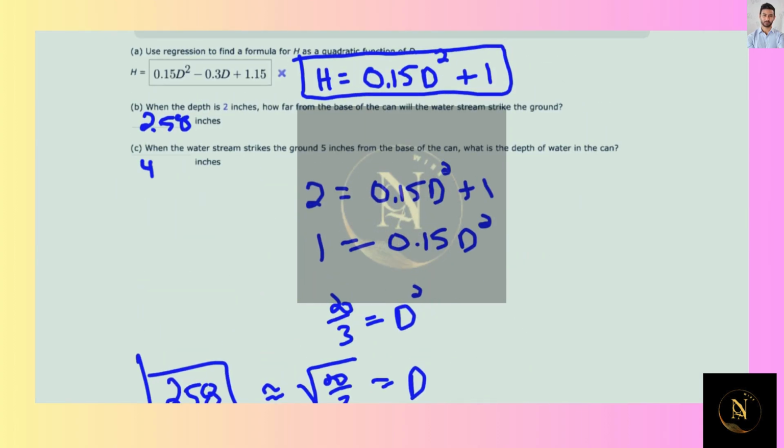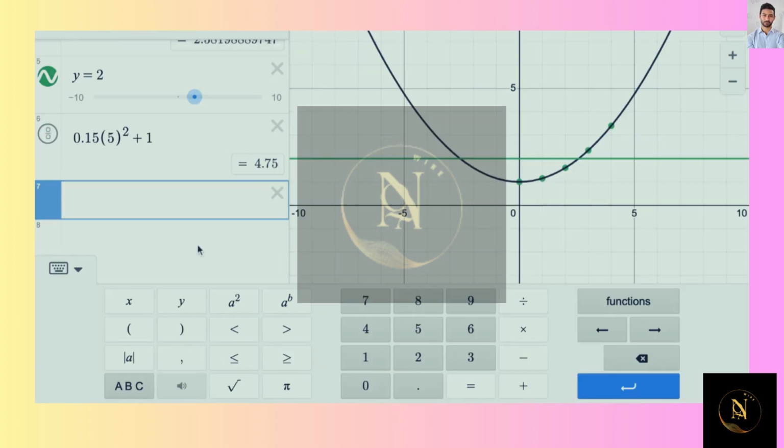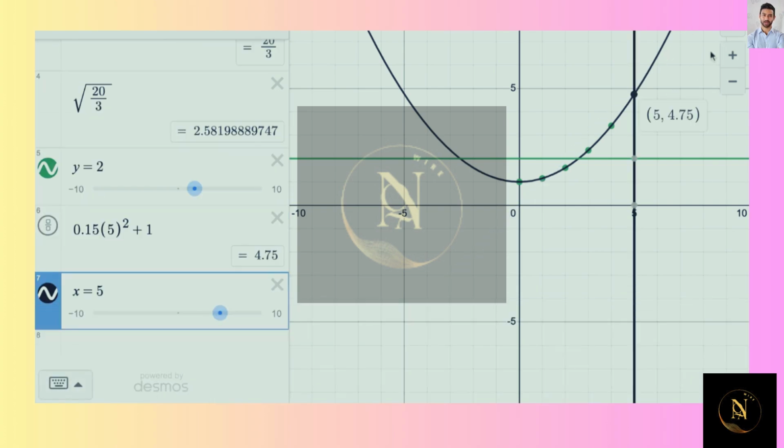So that would be a depth of 4.75 inches. And that could be confirmed as well if we found x equals 5, then we can see the 4.75 for the depth there.